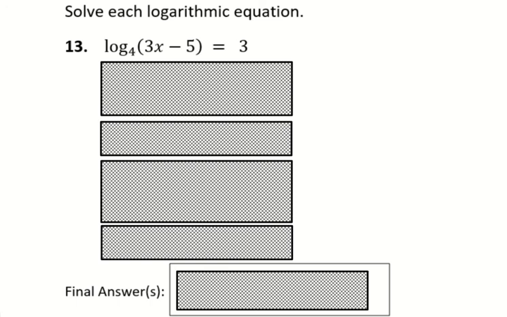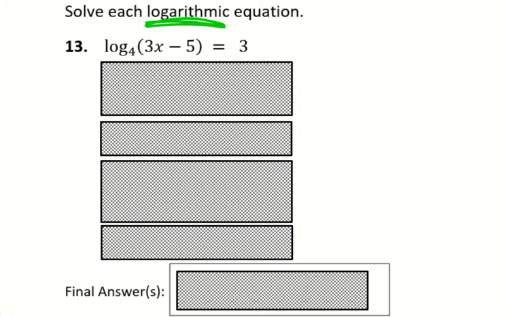Number 13. Okay, we're changing gears, because now it's about solving log equations. Your basic strategy for solving log equations is to isolate the log if you have to, and then convert to exponential form. So with number 13, right from the start, can we convert that? Yeah, we can convert that.